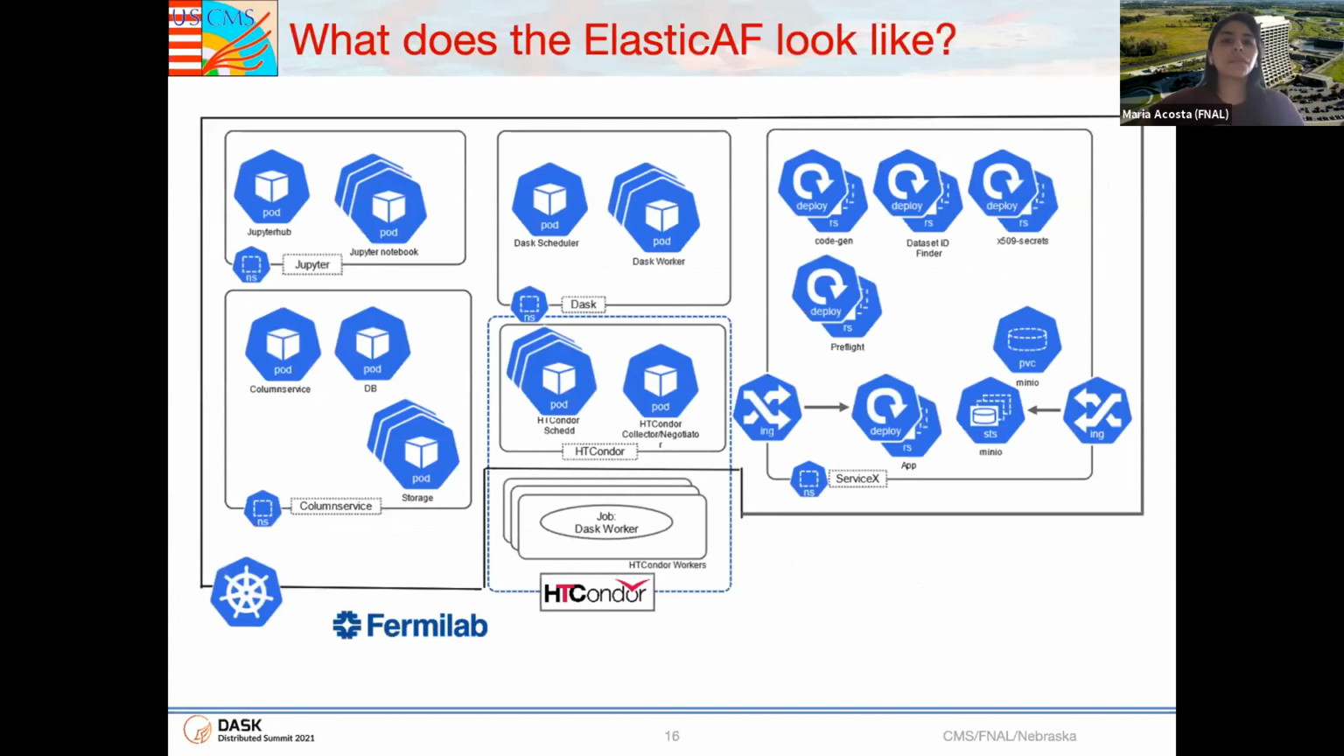This is a little bit of what we have right now. So there's our Jupyter instance. There will be some sort of columnar service in the future. We have Dask in here. We have a small area of the facility for Condor, and then we just recently deployed ServiceX, which is an IRIS-HEP effort.